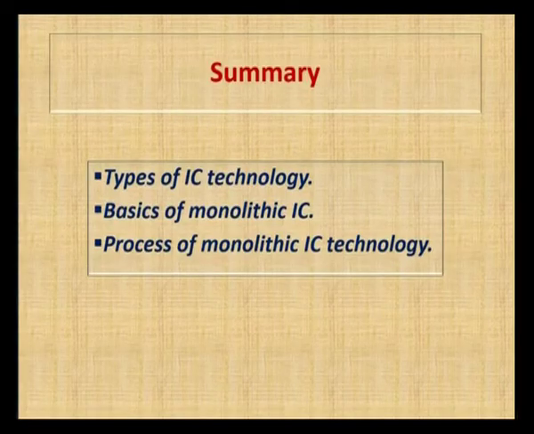Monolithic IC technology consists of different steps: first the P substrate, next the N epitaxial layer, then the silicon dioxide layer, the fourth is diffusion, and the fifth and last is the chip. How this process works in monolithic ICs, we studied in this session.